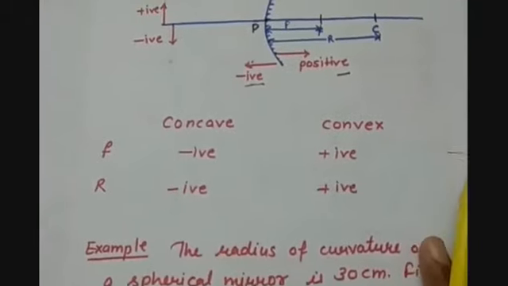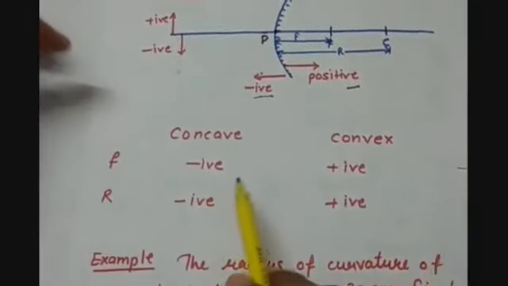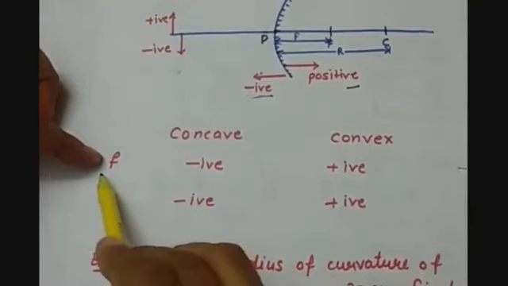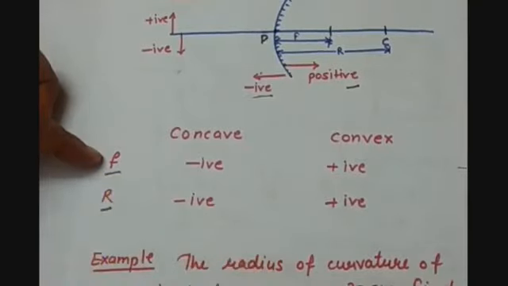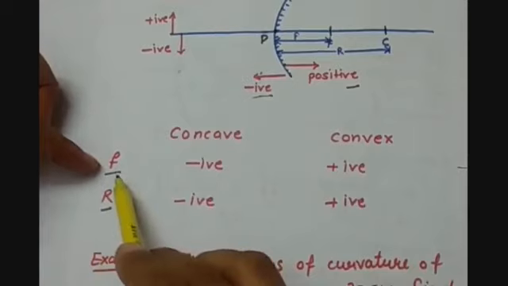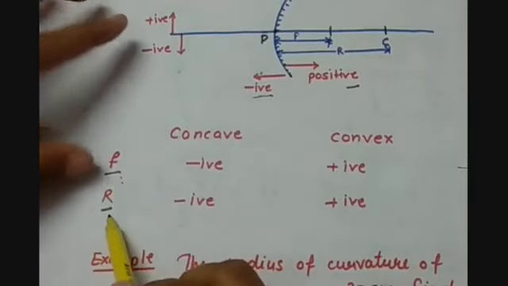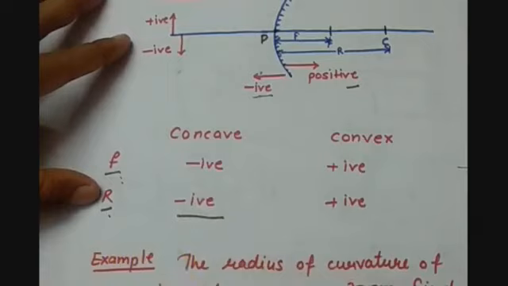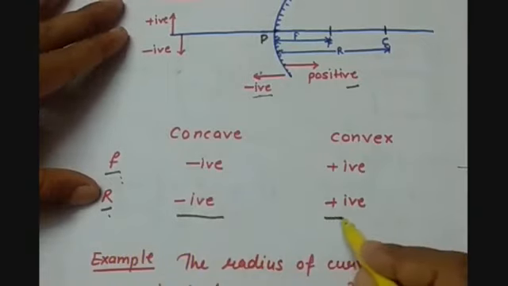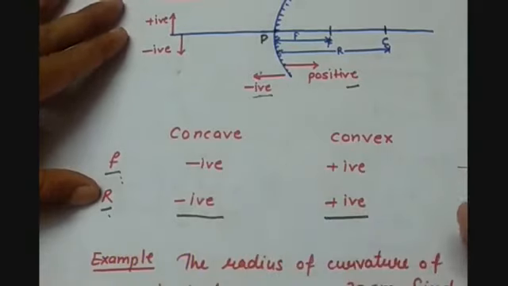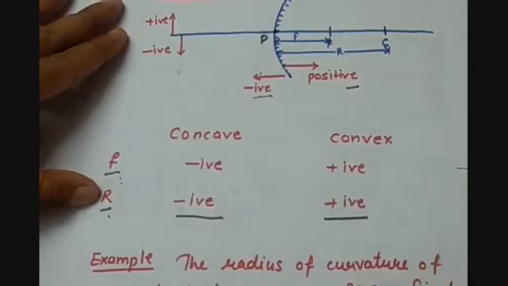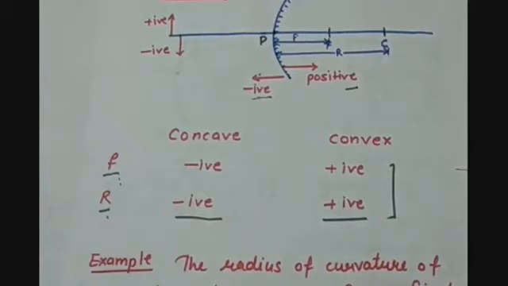Now let us compare these things. In case of a concave mirror, we have a few things, F and R. So for a concave mirror, focal length and radius of curvature both will be negative. For a convex mirror, as both are behind the mirror and in the direction of the incident ray, both will be positive. We'll later understand how to take the sign convention for object, image and their heights.